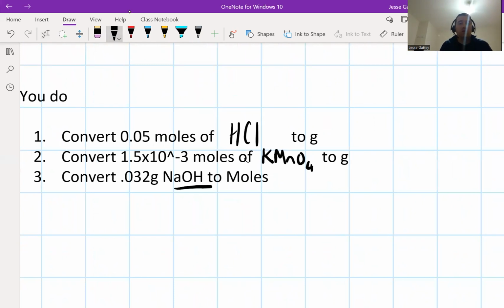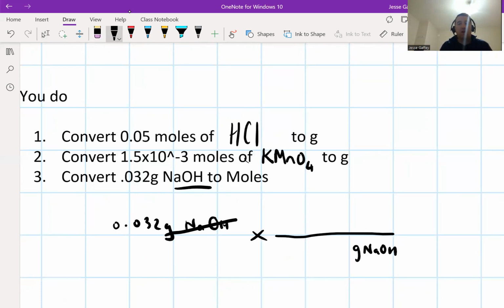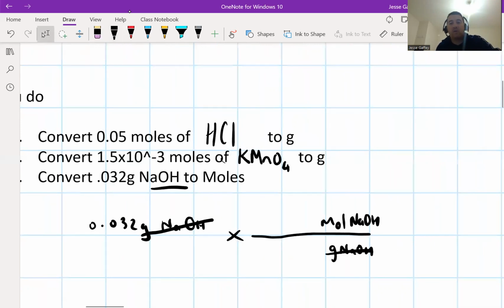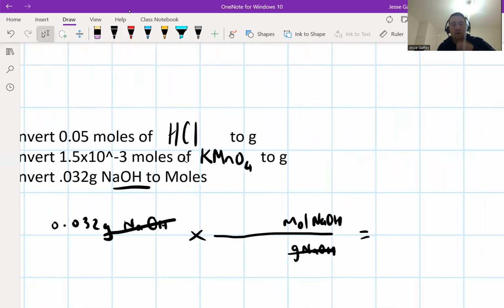Okay, I'm just going to do this one just in case. I'm going to do it really quickly here. We've got 0.032 grams of NaOH, and we want to go to moles of NaOH. So we times it by a conversion factor, and we want grams of NaOH to cancel. So we'll put that down here, grams of NaOH. And then we want moles of NaOH in our numerator. And of course that would leave us with an answer that's in moles of NaOH, because the grams of NaOH have all been cancelled out.